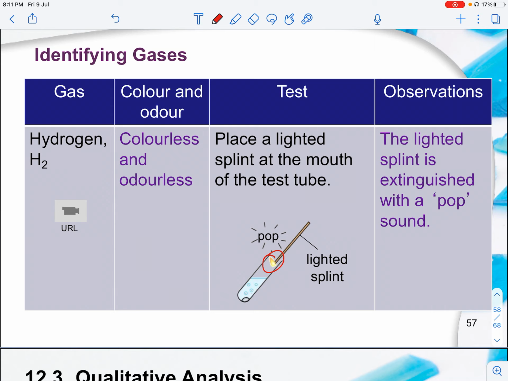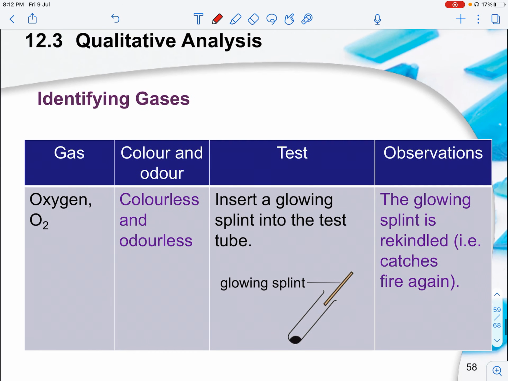But you can only write extinguish with a pop sound. So when in contact with the gas, it will pop. And that's why we don't use a glowing splint for hydrogen, because a glowing splint is not as strong as the one with a flame. However, for oxygen gas, we tend to use a glowing splint.